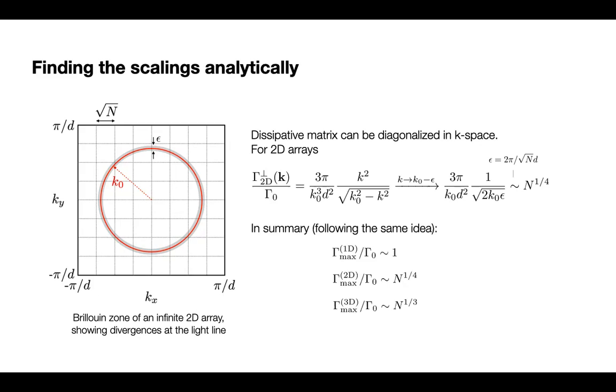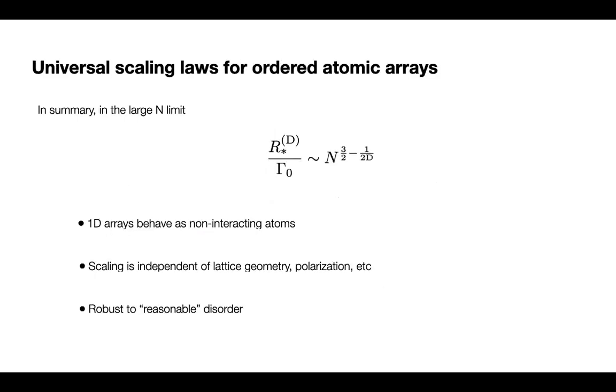So in 1D, there is no divergence whatsoever. In 2D, I already explained, and in 3D, it diverges faster. So then I put it all together with the scaling law that I derived before, and I find that the largest decay rate for a d-dimensional array goes as n to the 3 over 2 minus 1 over 2d. So this means that, for instance, if I build a chain of atoms in free space, even though they are interacting, they behave as if they were not. Okay, the largest decay rate is the same as if they were completely independent particles.